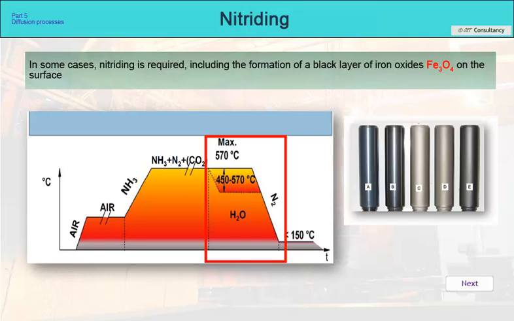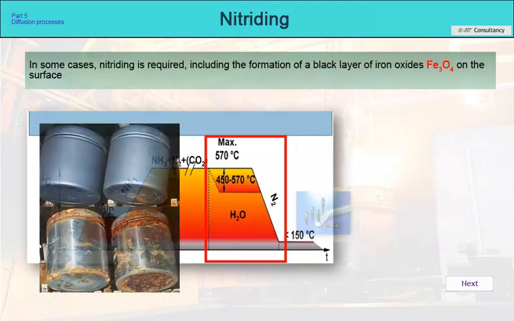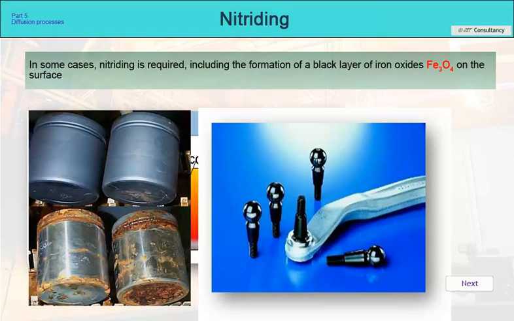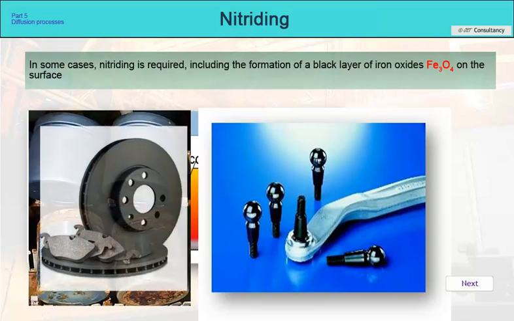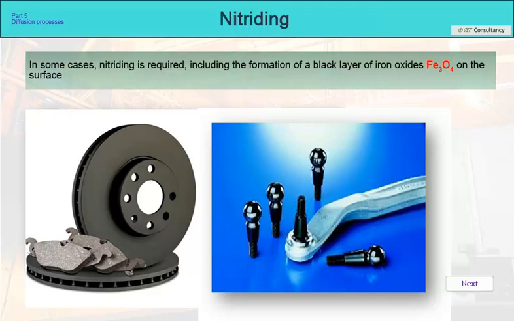This process is now used to mass process parts for the automotive industry, such as brake pistons or ball joints. According to Euro 7, brake discs and brake pads made of gray cast iron will also be modified in this way in the near future.